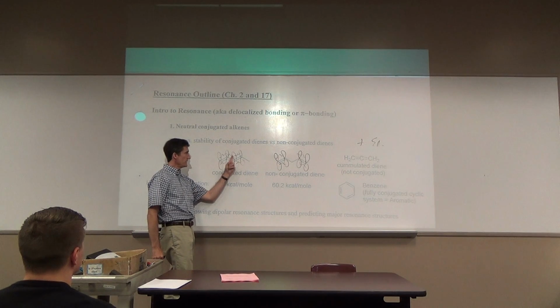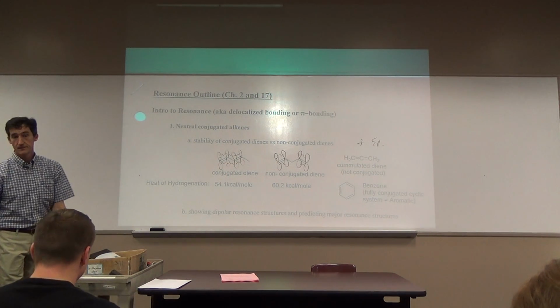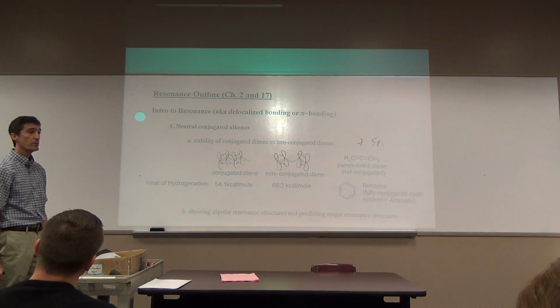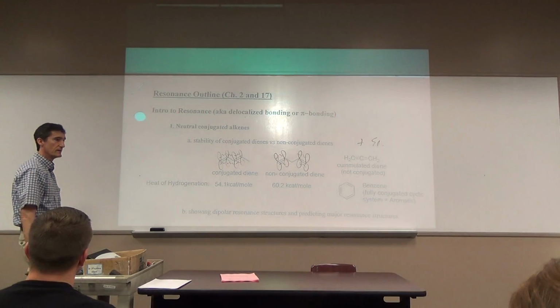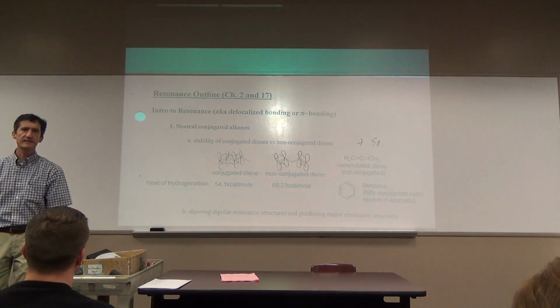Why? Because the interaction with p orbitals is like additional bonding. Additional bonding sounds like a good thing. It is. More bonding between your atoms, the more typically it's going to be more stable. Until we get to some strange things like anti-aromaticity.